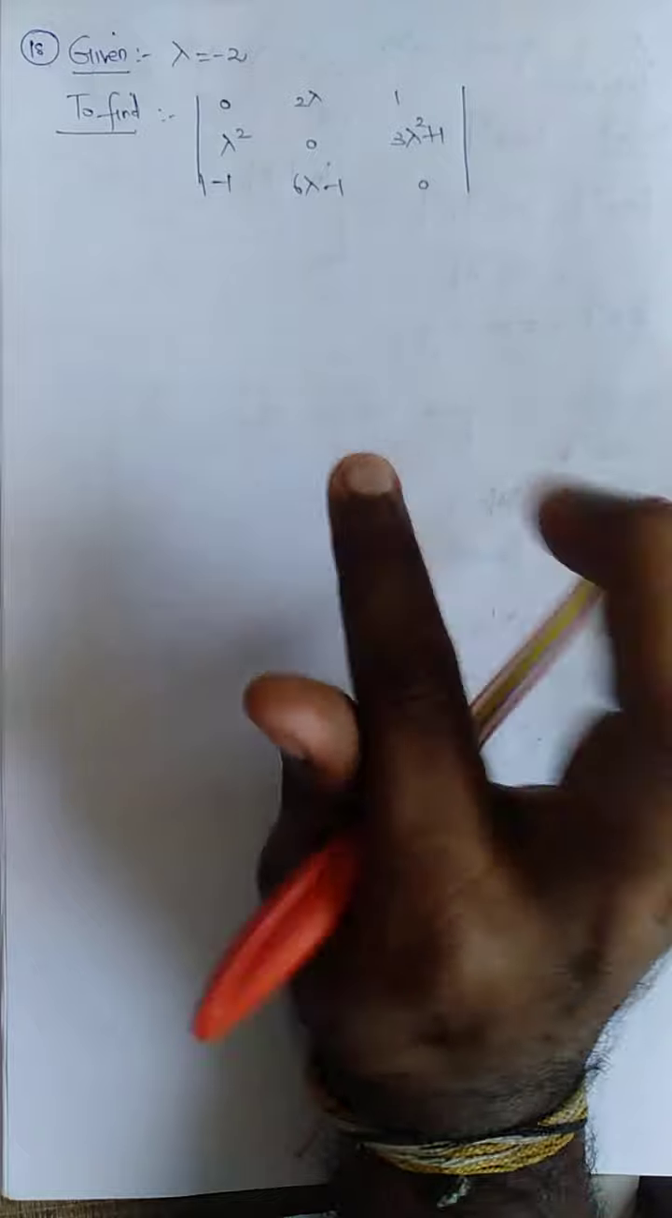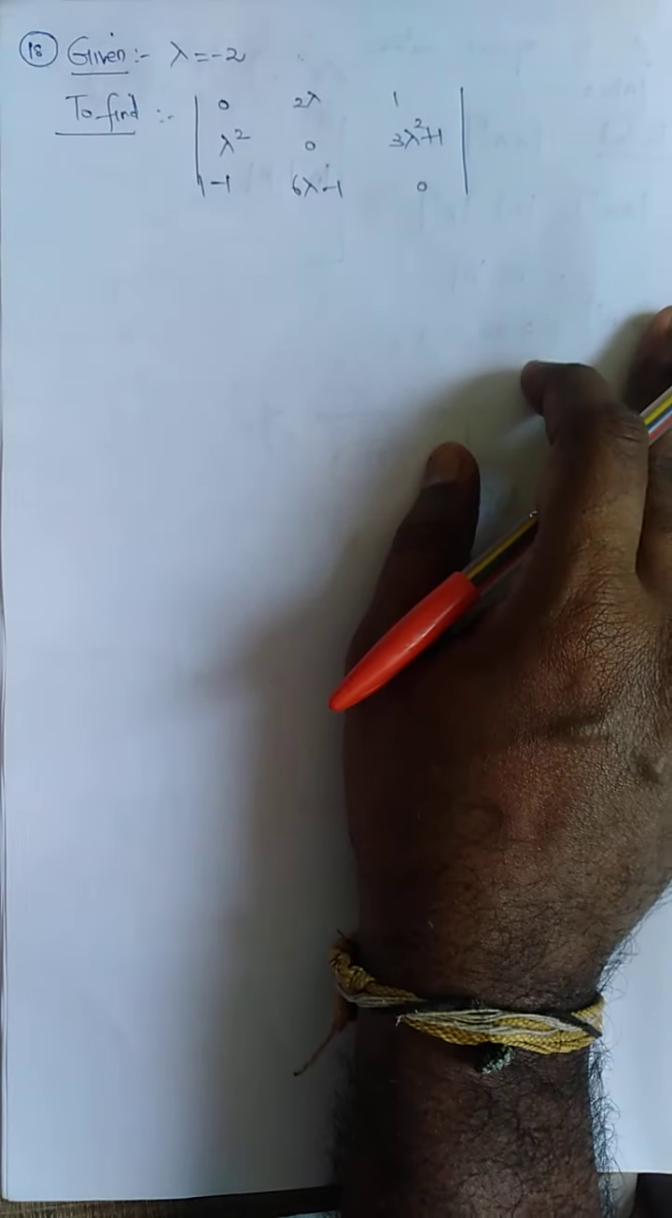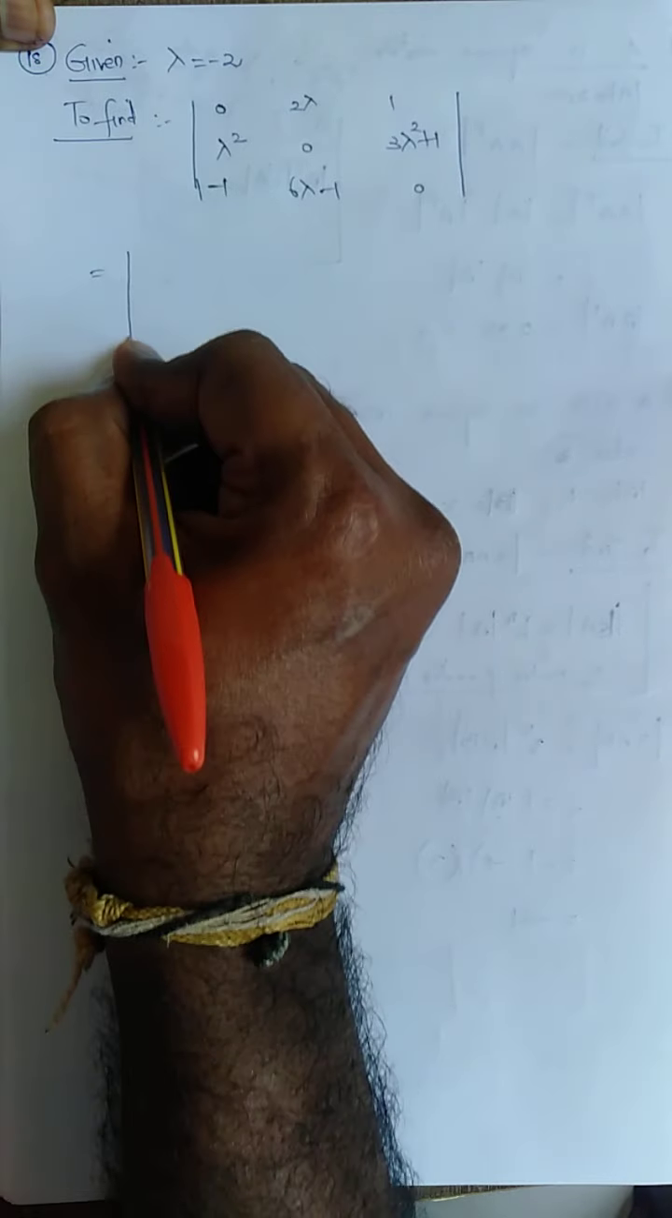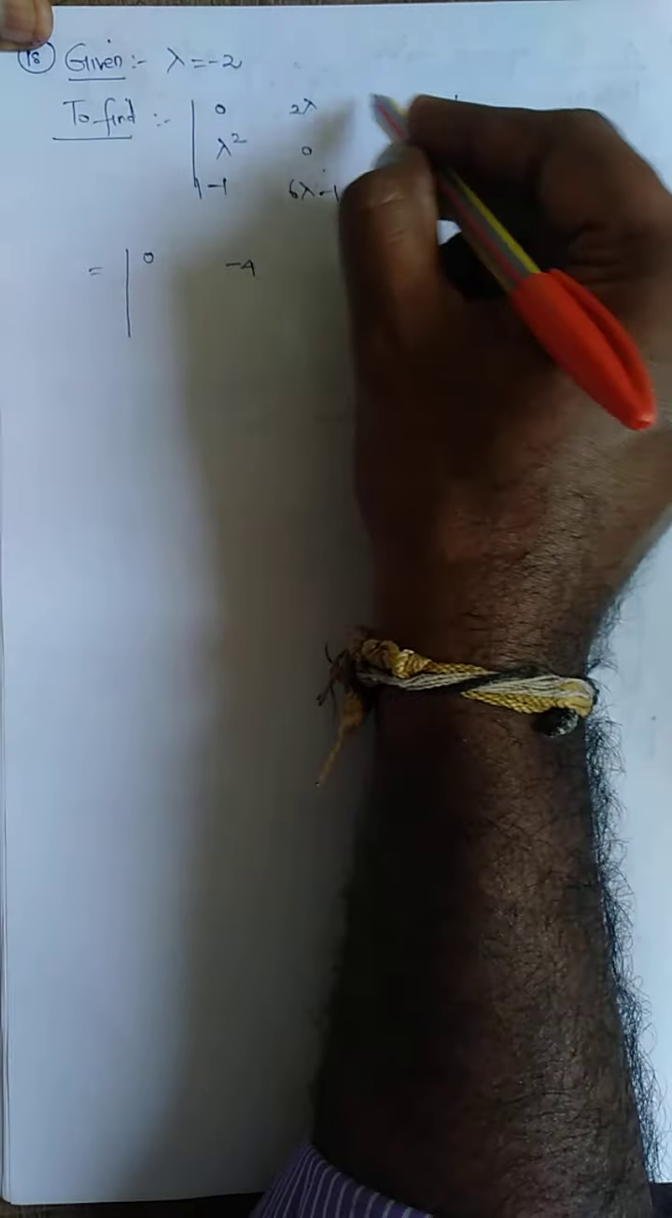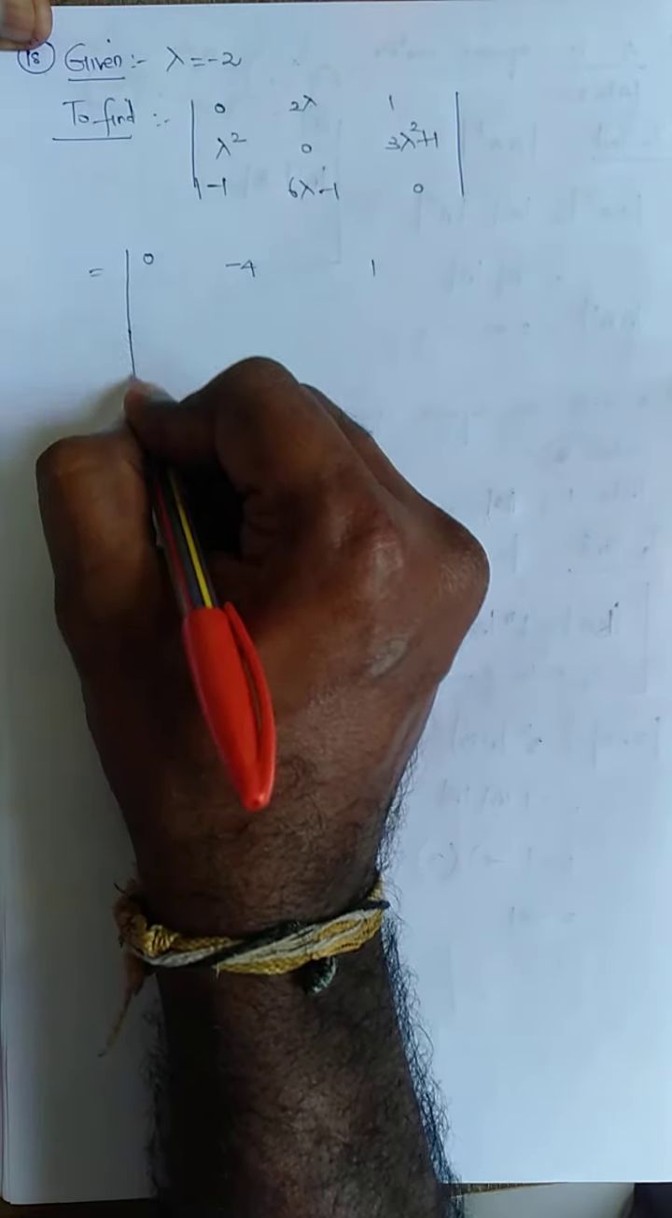Sum number 18, lambda equal to minus 2. Determine the value of this determinant. So I need to apply lambda equal to minus 2 here. Apply lambda equal to minus 2. This has become 0. Lambda equal to minus 2 becomes minus 4. This becomes 1 only. There is no change here.